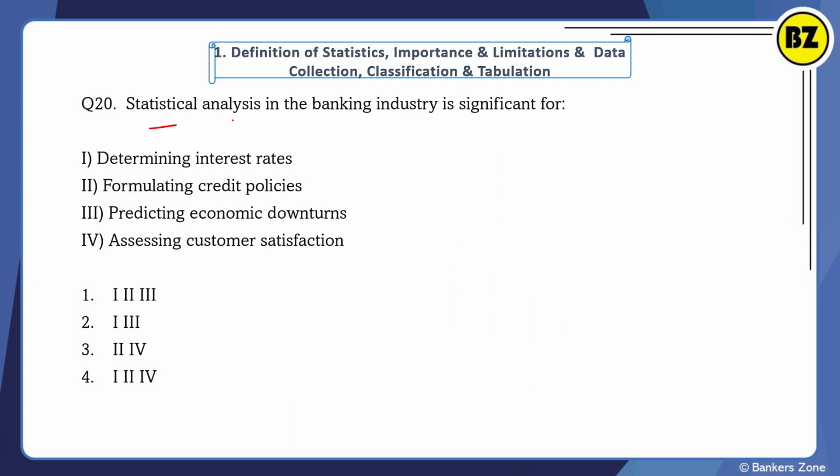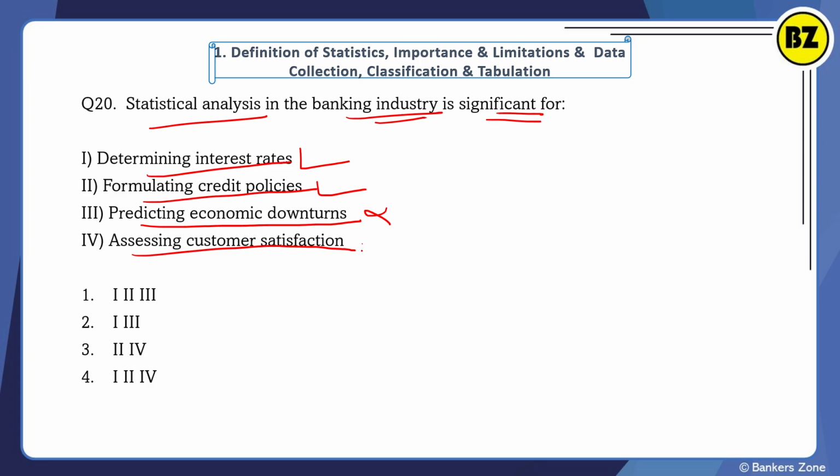See, statistical analysis in the banking industry is significant for why we are using statistics in the banking industry. Now see here, determining the interest rate, yes, we can use it. Formulating the credit policy, we can use it. Predicting the economic downturn, we cannot use it. Assessing the customer satisfaction, we can use it. So basically 1, 2 and 4. So the fourth option can be most accurate.